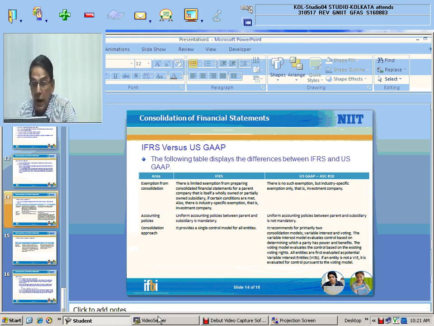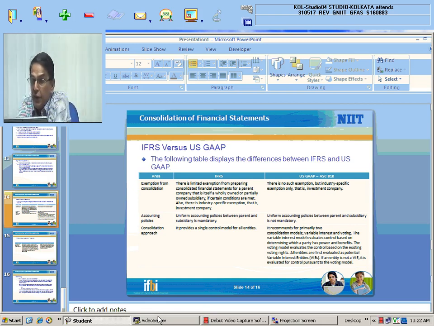Now, secondly, regarding accounting policies. Under IFRS, uniform accounting policies between the parent and subsidiary are mandatory. No exception. So the parent and subsidiary must follow uniform accounting policies. Under US GAAP, uniform accounting policies between parent and subsidiary are not mandatory, so the parent and subsidiary can follow different accounting policies. Then the area of consolidation approach.